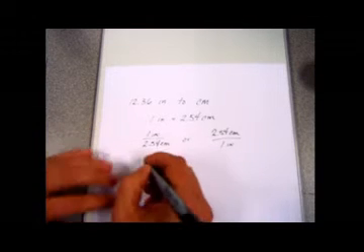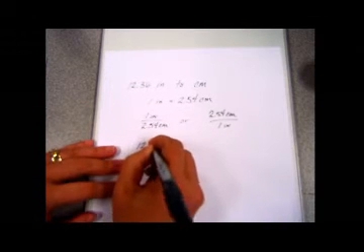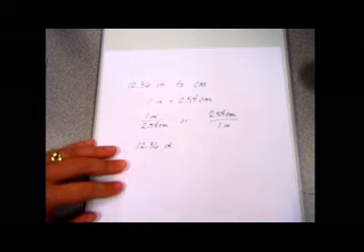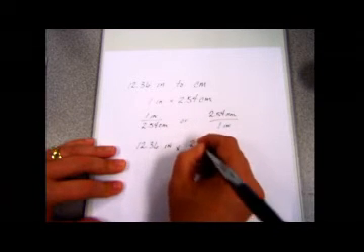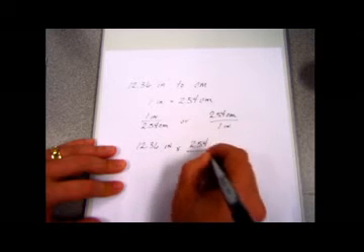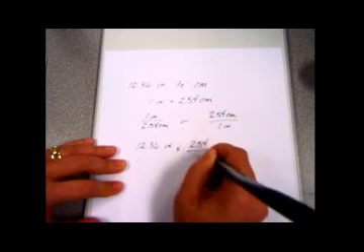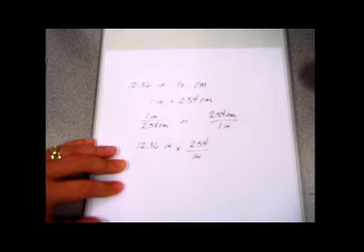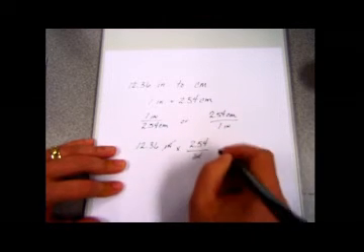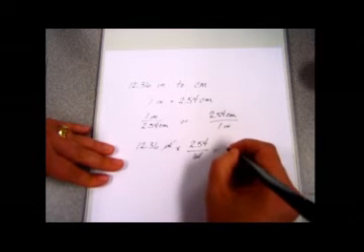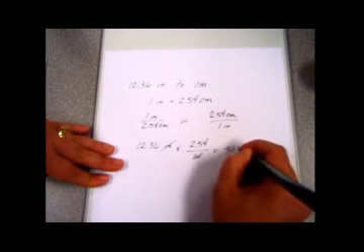So if I want to convert from 12.36 inches to centimeters, I've got to multiply by my 1, but I want centimeters on top. So the one I'm going to use is my 2.54 centimeters divided by my 1 inch. My inches are going to cancel out. When I plug that into the calculator, I'm going to get 31.39.